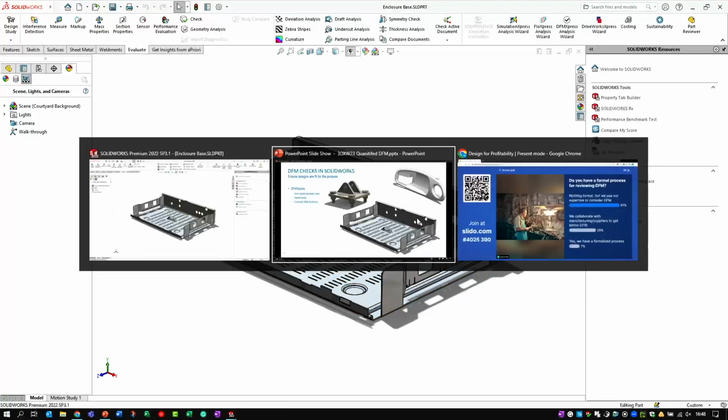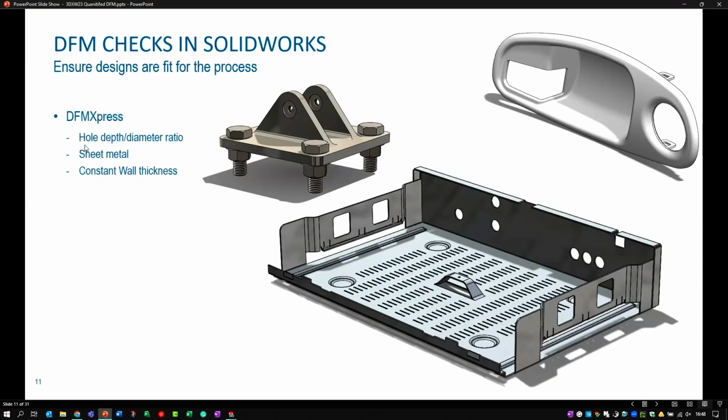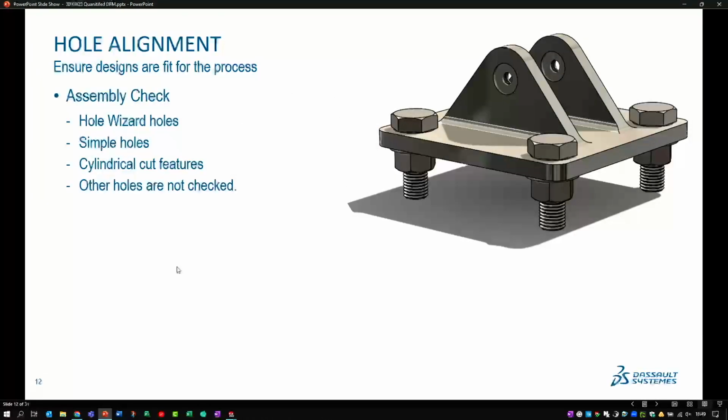Yeah, so that's DFM Express. So we've got hole depth diameter ratios and milling, turning checks, things like that. Sheet metal checks, so extension and slightly different for sheet metal parts. And for injection molding, just checks for constant wall thickness. So pretty good out of the box, just a little bit of activation to do. And as I said, if you work with your manufacturer or whoever it is, then you can probably get some good figures and type those in.